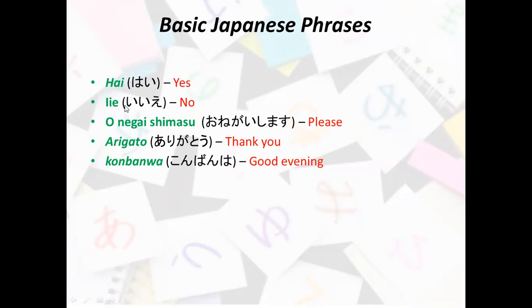The next phrase is iie, and its representation in Japanese is written like this. Iie means no. Now the next phrase is onegai shimasu. How is it written in Japanese? It is written in this manner. Onegai shimasu means please.